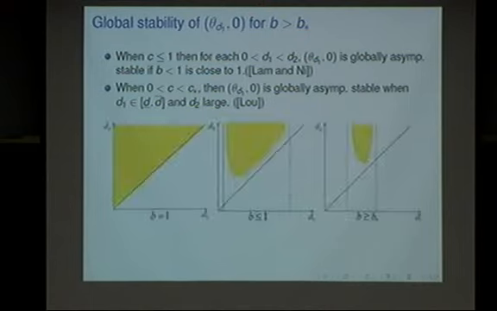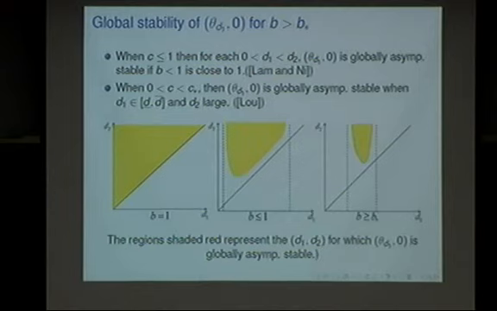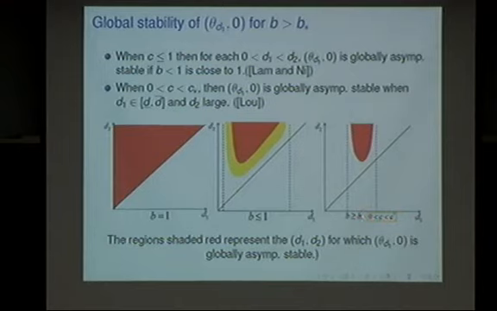So let's draw the picture here. This was the picture I just showed you, and I'm going to use the red region. The yellow region represents the local stability. The red region represents the global stability. But here, of course, one needs to add that C is small in order to have global stability. All right.